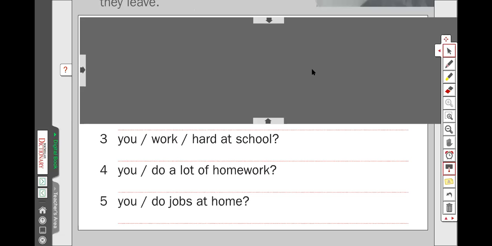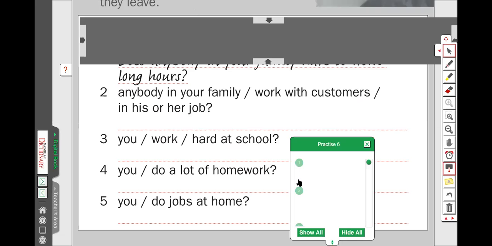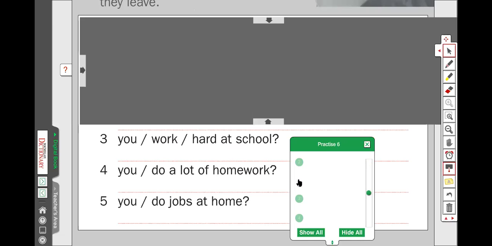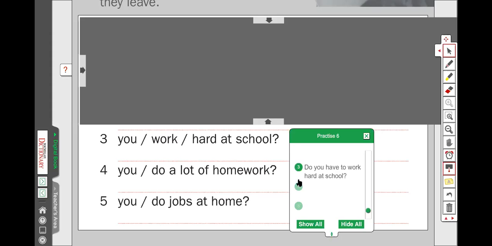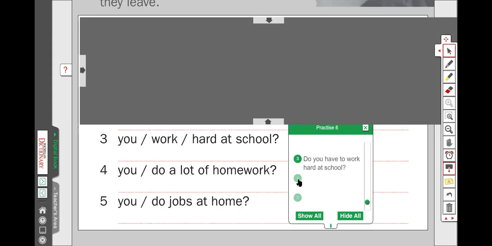Okay, now let's practice with some questions. We have three questions that we're going to practice. We're going to use have to make these questions. For number 3, you work hard at school. As I said, when we make the question with have to, we start with do or does. So here's the answer. Do you have to work hard at school? We start with do, then the subject, then have to with the verb in simple form.